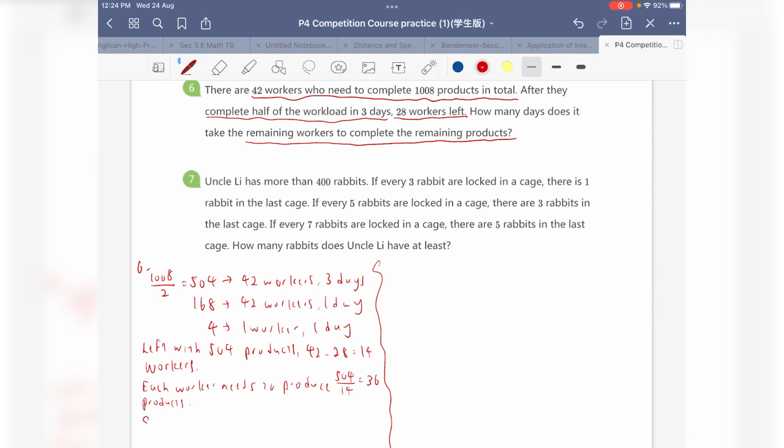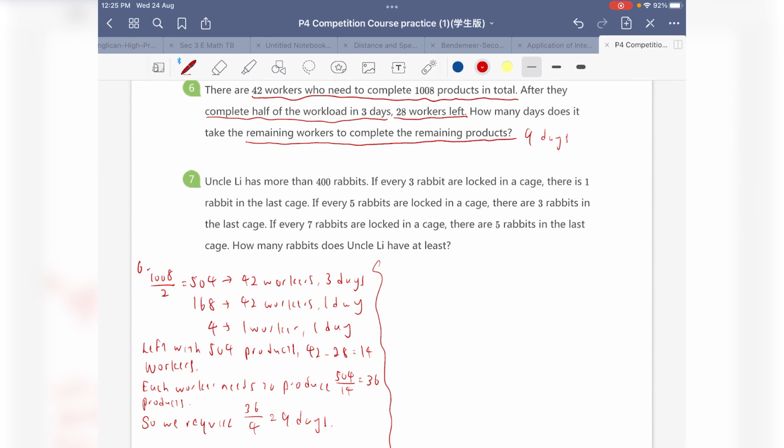So we require 36 over 4, which is equal to 9 days. Alright, so this is completely everything about rates over here. So 9 days. And I hope everyone is able to understand this pretty clearly. It is something that is taught in a lot of standard primary school syllabus. And hopefully you guys are able to add and divide rates, because it's going to be very useful when you move on to secondary school.